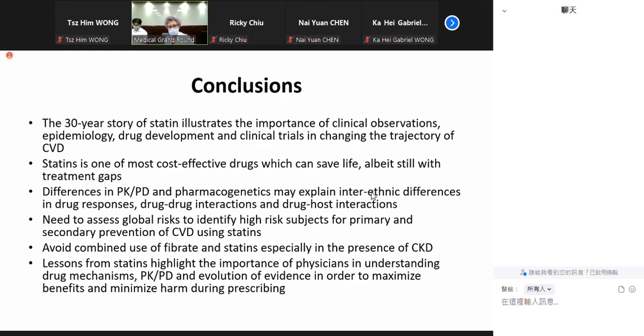And I think the lessons for statin highlight the importance for physicians, okay, to understand drug mechanisms, PK/PD and evolutionary evidence in order to maximize benefit and minimize harm during prescribing. So when we prescribe, it's a very powerful way of changing people's outcome, and so use it appropriately. So with that, let me know if you have any questions.